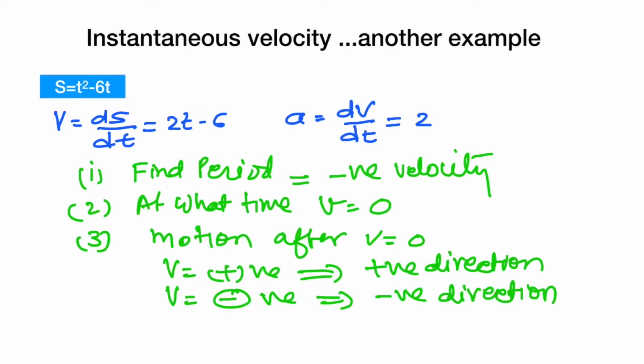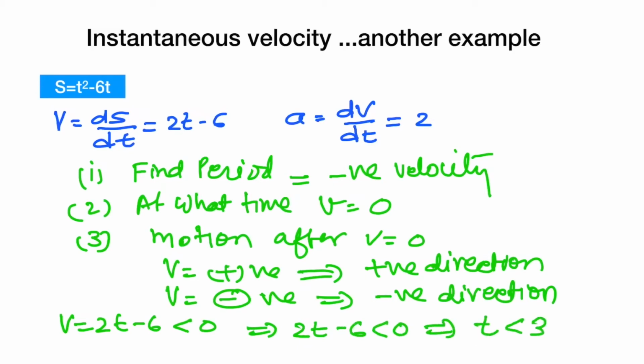So for the first part of this question, the period where the velocity is negative, we have to put v equal to 2t minus 6, and its value should be less than 0. It means 2t minus 6 is less than 0, or you can say t is less than 3 hours. It means for the first 3 hours of motion, the object is moving in the negative direction.